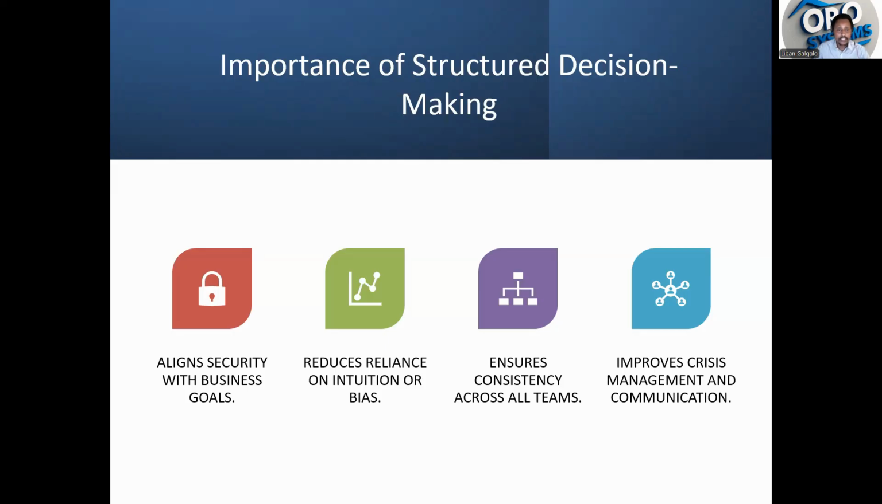Ensure consistency across all teams. If they structure the decision, it avoids any type of bias, and it makes sure there is consistency across all the teams, instead of just one team being motivated and implementing it while the other team is still using different things. That's why it should be structured. Lastly, it will improve crisis management and communication. If they use the right structured decision making and all the stakeholders are involved, that is shared equally with all teams.